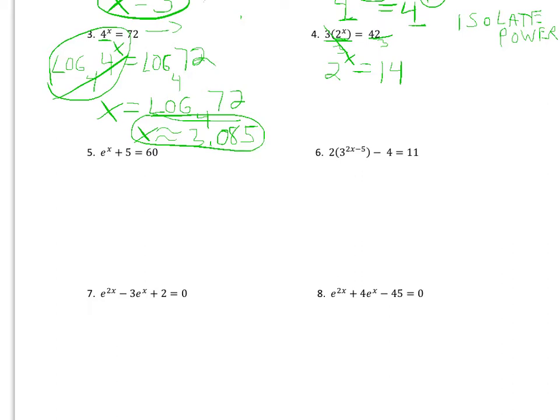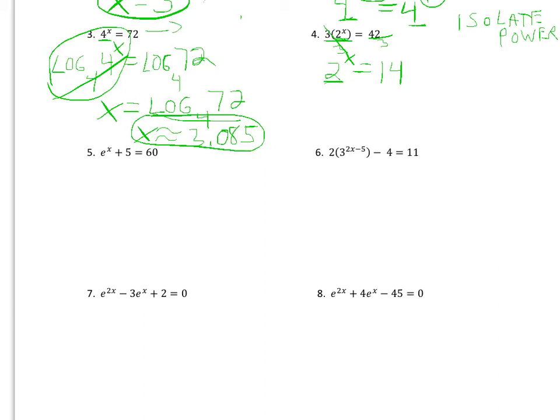Now, I kind of know, before I even do the calculator, that 2 to the 3rd is going to give me 8, and 2 to the 4th is 16. So my answer is going to be between 3 and 4, and it's going to be a long, ugly decimal. Here it is, the key. This is our base. Our base is 2.